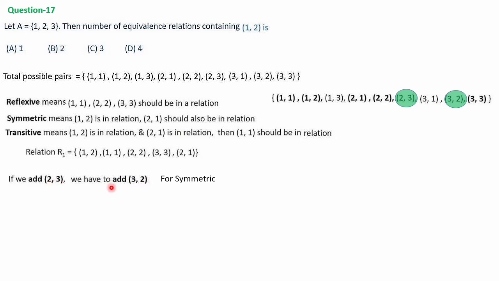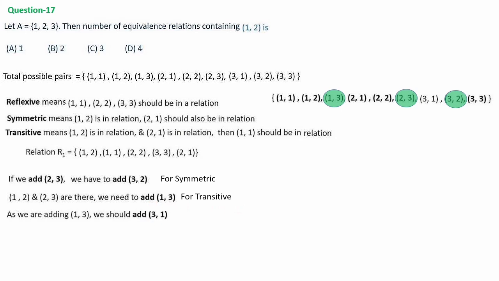(a, b) element of R means (b, a) also element of R. Means if you take (3, 2), you have to take (2, 3) also. Then (1, 2) and (2, 3) are there in the relation. So (1, 2) and (2, 3) are there means we need to add (1, 3). (1, 2) we have already included in the previous relation also, and (2, 3) is here, already taken. So if you include (1, 3), then only it will be transitive.